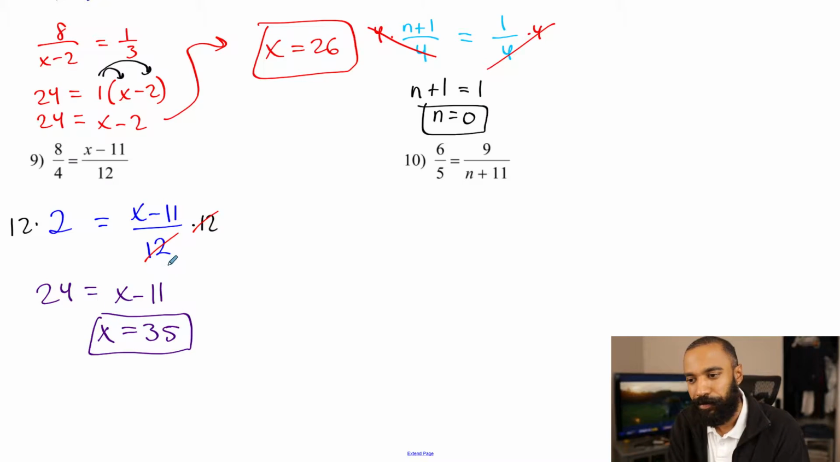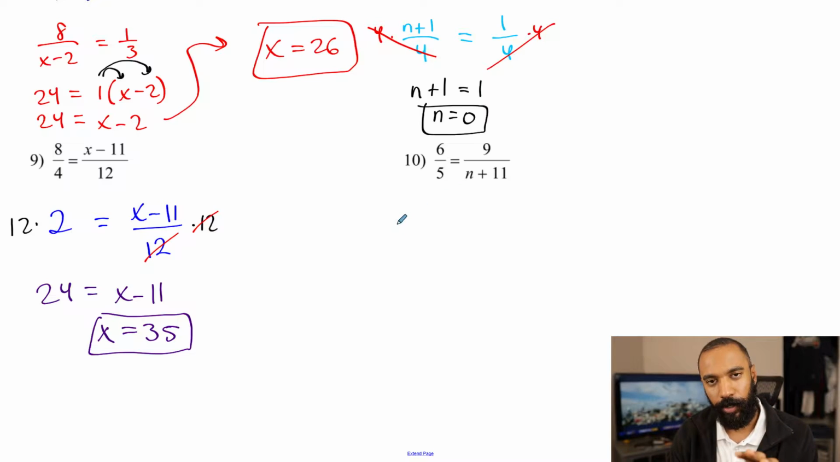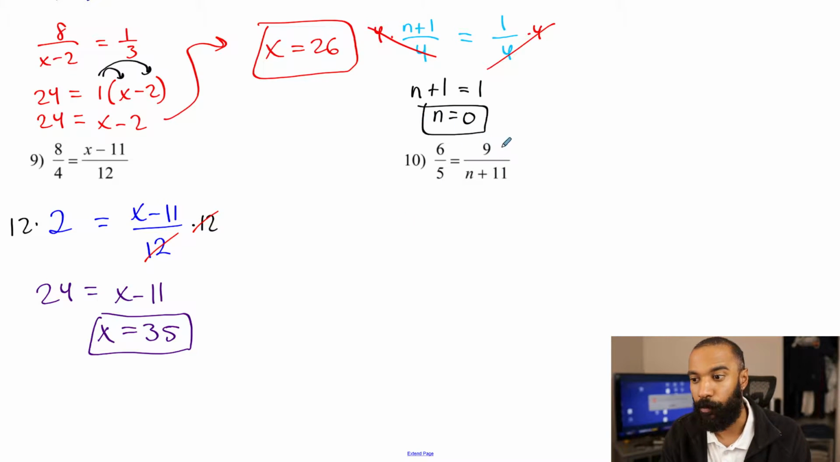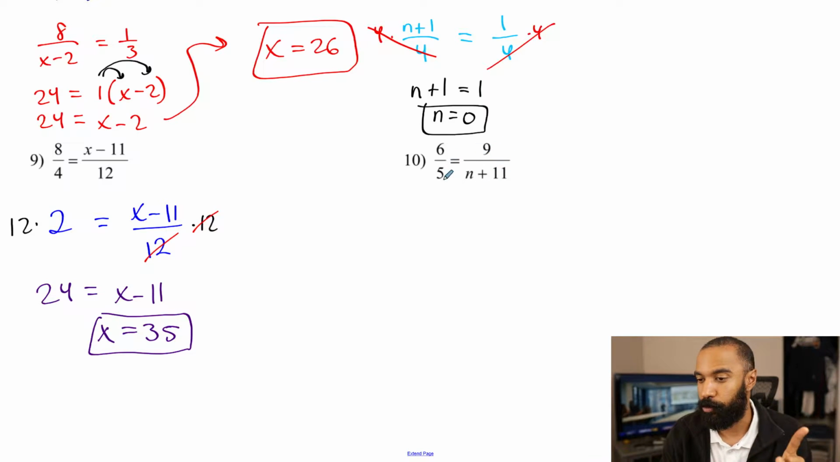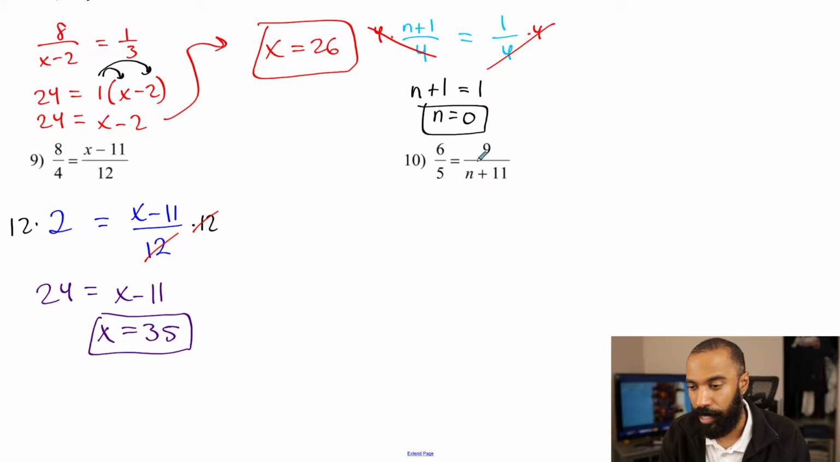Okay. Nearly done with these proportion aspects that are already set up. Right here, nothing to reduce, so you see right here, but ooh, I don't just look at up and down. I also look at left to right. Look at 6 and 9.